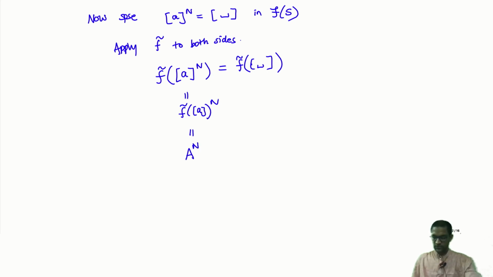Where this is of course the operation in the integers, and the right side is 0 in Z. So let's do it this way: A power n means A plus n times, which because A is 1 is just the number n. And now here's your contradiction.